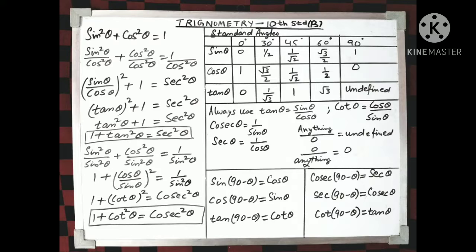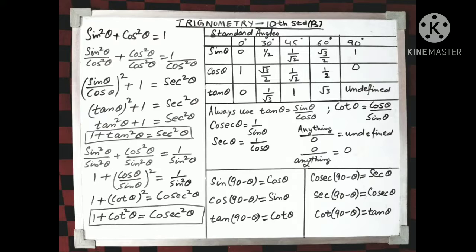So we will write (sin theta by cos theta) whole square plus 1 is equal to sec square theta, because 1 by cos theta is equal to sec theta. So 1 by cos square theta is equal to sec square theta, and sin theta by cos theta is equal to tan theta. So tan theta square plus 1 is equal to sec square theta. Now tan theta square is written as tan square theta. So tan square theta plus 1 is equal to sec square theta. So finally we get 1 plus tan square theta is equal to sec square theta.